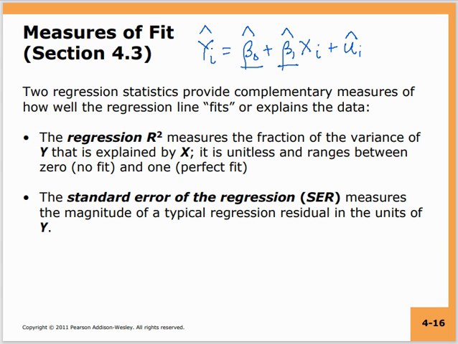Now, how do you know whether this regression line is a good measure of fit, or what are the measures of fit to the actual population regression? So basically we will introduce two different ideas, the regression R square and the standard error of the regression, which is SER. The regression R square has to do with the fraction of the variance of y that is explained by x. You are saying that y is a function of x, but even after including x, there is some error left over, which is ui hat.